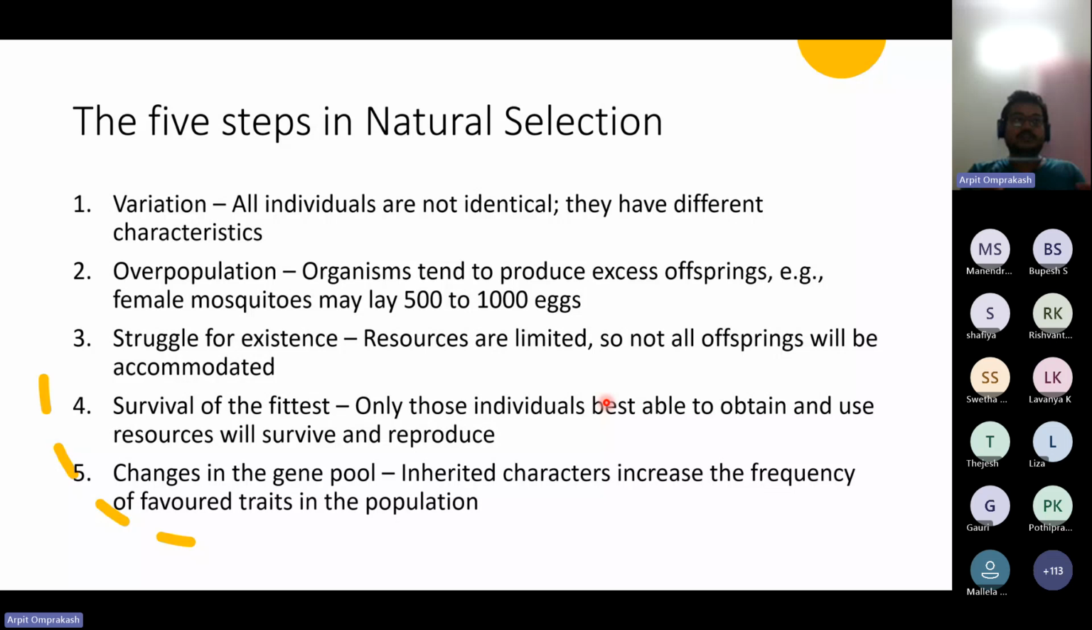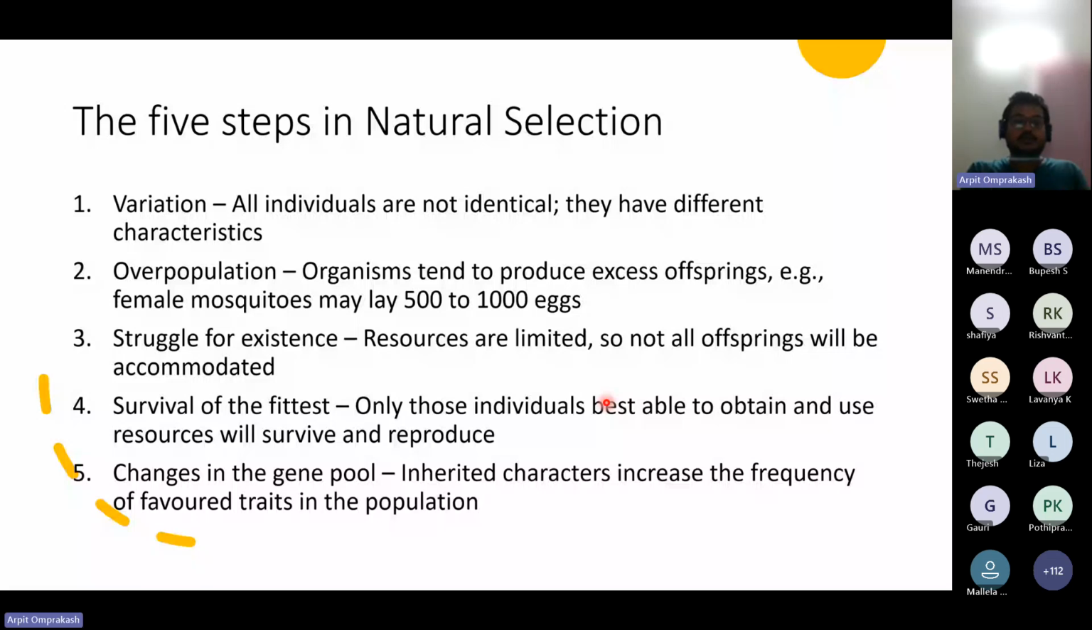So what happens? Some individuals of the cheetah population which might be able to run faster will be able to catch impalas, whereas the others that are not able to run faster will not be able to catch impalas. So there needs to be some sort of variation so that when there's a change in the environment, some individuals are doing better and some individuals are not doing better. And the individuals that are doing better can pass on their genes to their progeny.